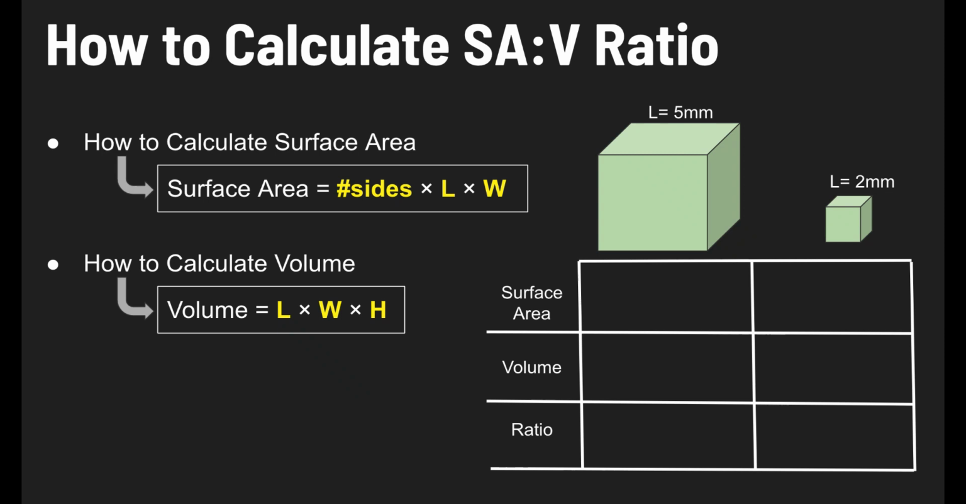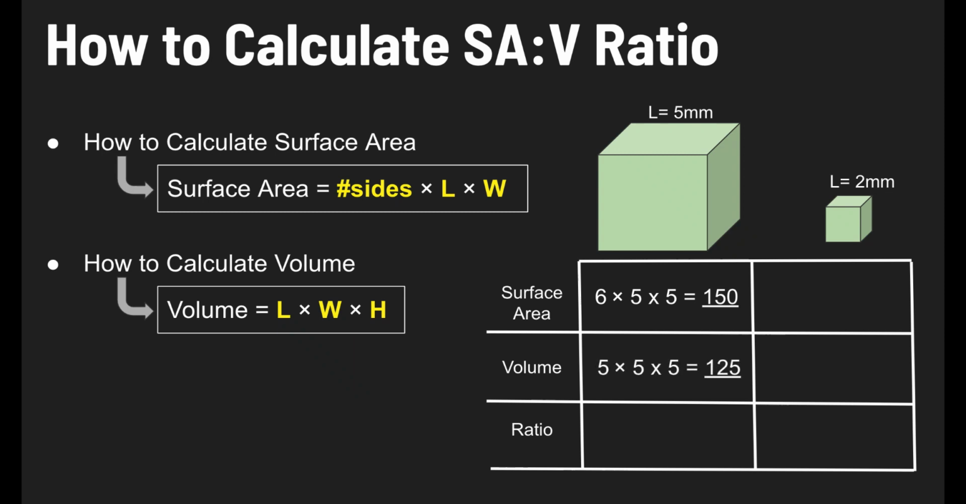I have 2 cells on the screen. One is large, one is small. Let's figure out the surface area and volume for each, and then we'll put them in a ratio. For this larger cell, there are 6 sides times the length is 5, and with a cube, every side is an equal length. So if I know one side, I know them all. So the other side is going to be 5 as well. So 6 times 5 times 5 is 150.